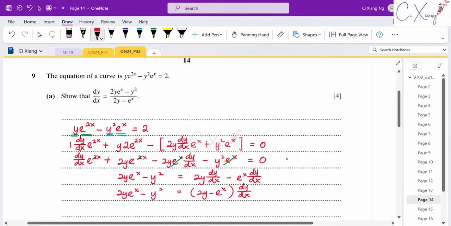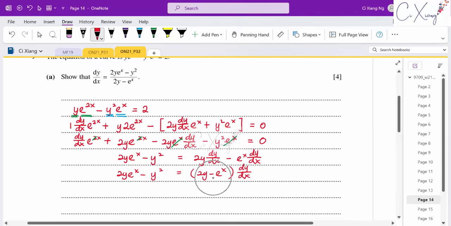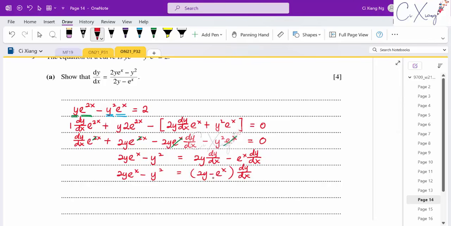Yeah, I think it is quite obvious now. The answer is out already. After I factorize out the dy dx, for the term in the bracket, I bring it to the other side and it becomes divide. So I'm having dy dx equals to 2y e power x minus y squared, divided by 2y minus e power x. So this is how we get the dy dx here, by applying implicit differentiation. In this implicit differentiation, again, I'm applying the product rule twice. So this is how we get the answer for part A.